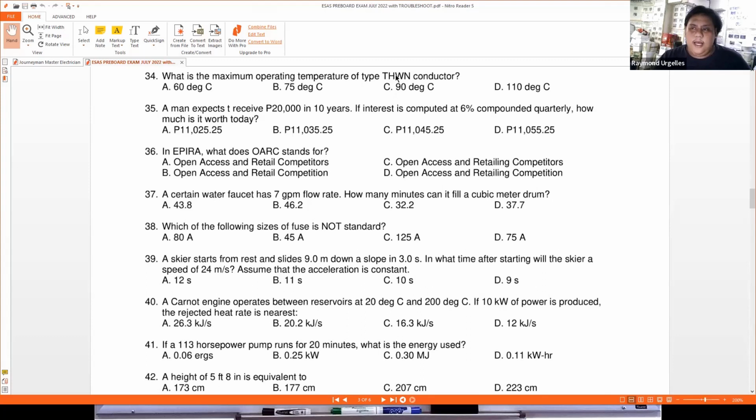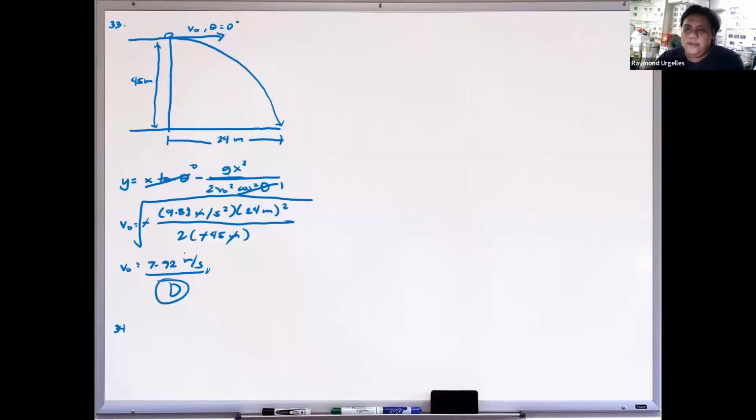So that tells us the operating temperature. Again, 60 degrees Celsius if there's no H, 75 degrees Celsius if there's one H, and 90 degrees Celsius if there are two Hs. So here there's one H, therefore 75 degrees Celsius. So we choose letter B.